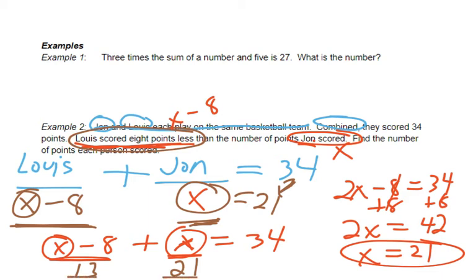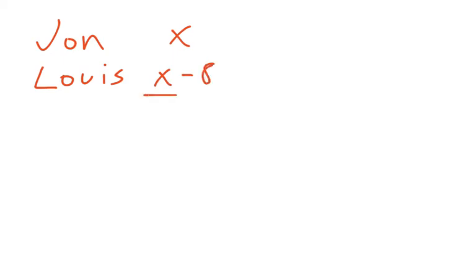Okay? And a lot of times, and it's a little bit jumbled in that work that I just have there, it may be more beneficial to label them off to the side. So remember we had John, and then we had Lewis, right? So if you remember, we didn't know anything about John's amount. That was X. Lewis's amount was X minus 8 because Lewis scored 8 points less than John. So for our equation, we add them together, right? X minus 8, Lewis's amount, plus X equals 34, right?